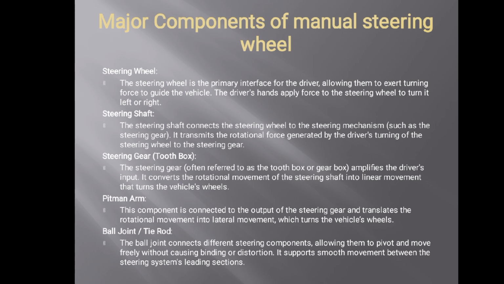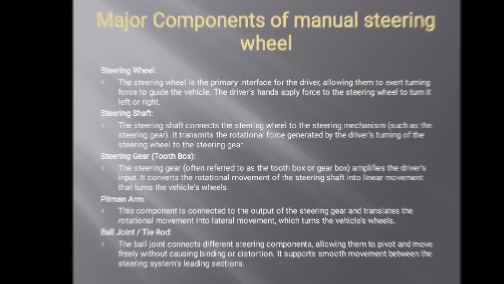The ball joint connects different steering components, allowing them to pivot and move freely without causing binding or distortion. Its main function is that it provides a smooth movement between the steering system's leading sections. So this was all about the components of manual steering.